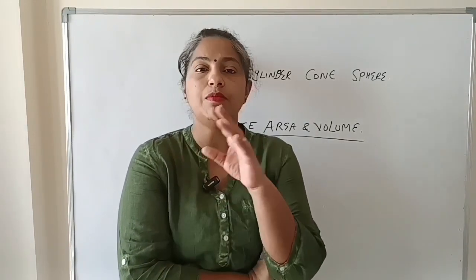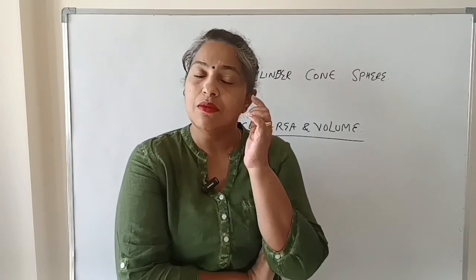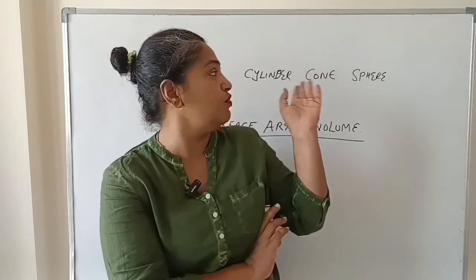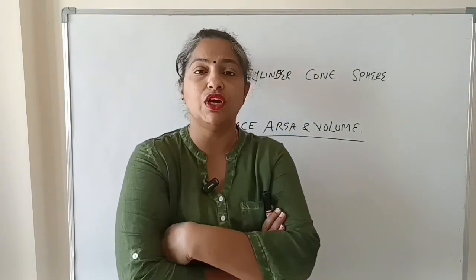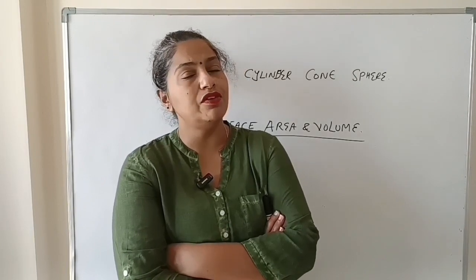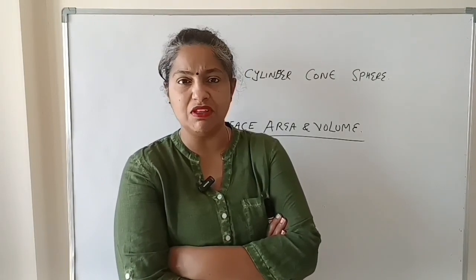In your textbook, the surface area part is covered first and then the volume. But here I will be doing surface area and volume of a particular shape first. So we will be moving in accordance with the shape and finishing off the area and the volume one by one. Okay.